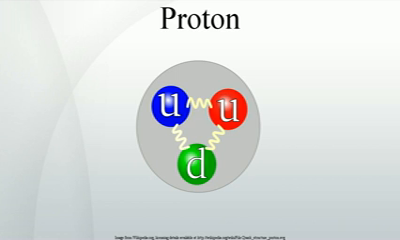Protons and neutrons are collectively referred to as nucleons. The number of protons in the nucleus of an atom is referred to as its atomic number. Since each element has a unique number of protons, each element has its own unique atomic number.